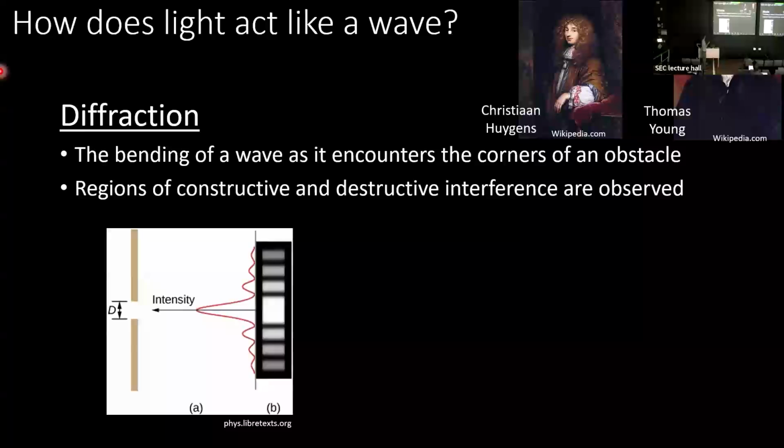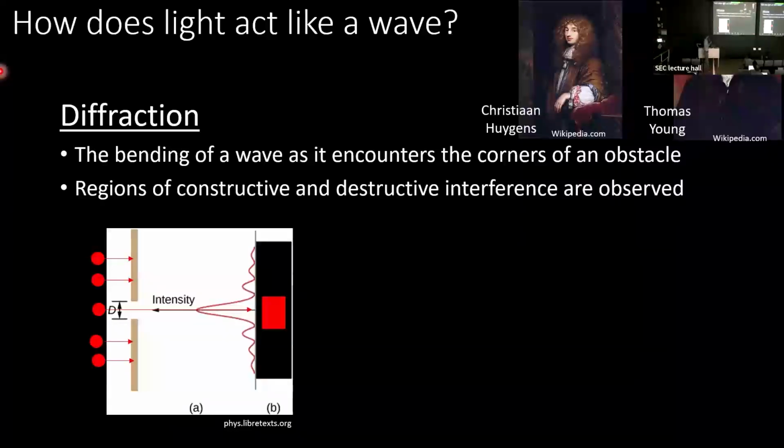So we get a lot of light right at the center, and then we get destructive interference, constructive interference, destructive interference, constructive interference, because the light is bending at this corner and spreading out. And then as it takes different path lengths between going straight and going at an angle, it ends up interfering constructively and destructively.